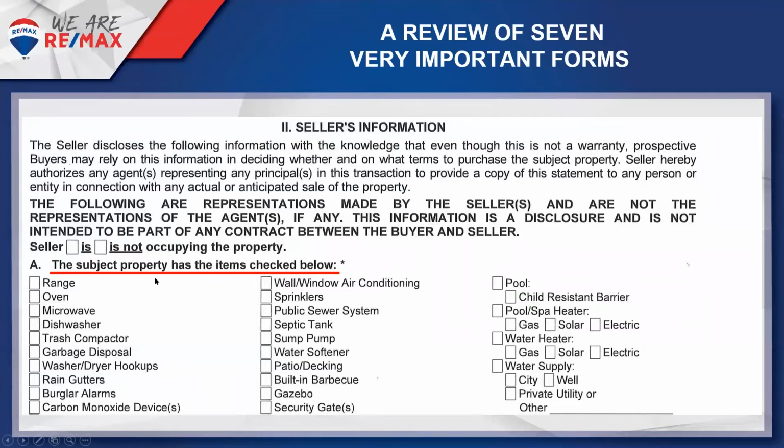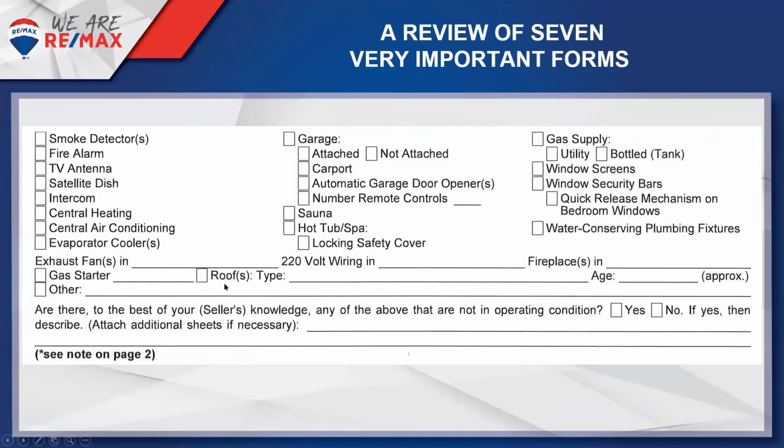So the subject property has the following items, and then you check all the things the property has, and that continues on down to the bottom of the page. And then, to the best of the seller's knowledge, any of the above not in operating condition.